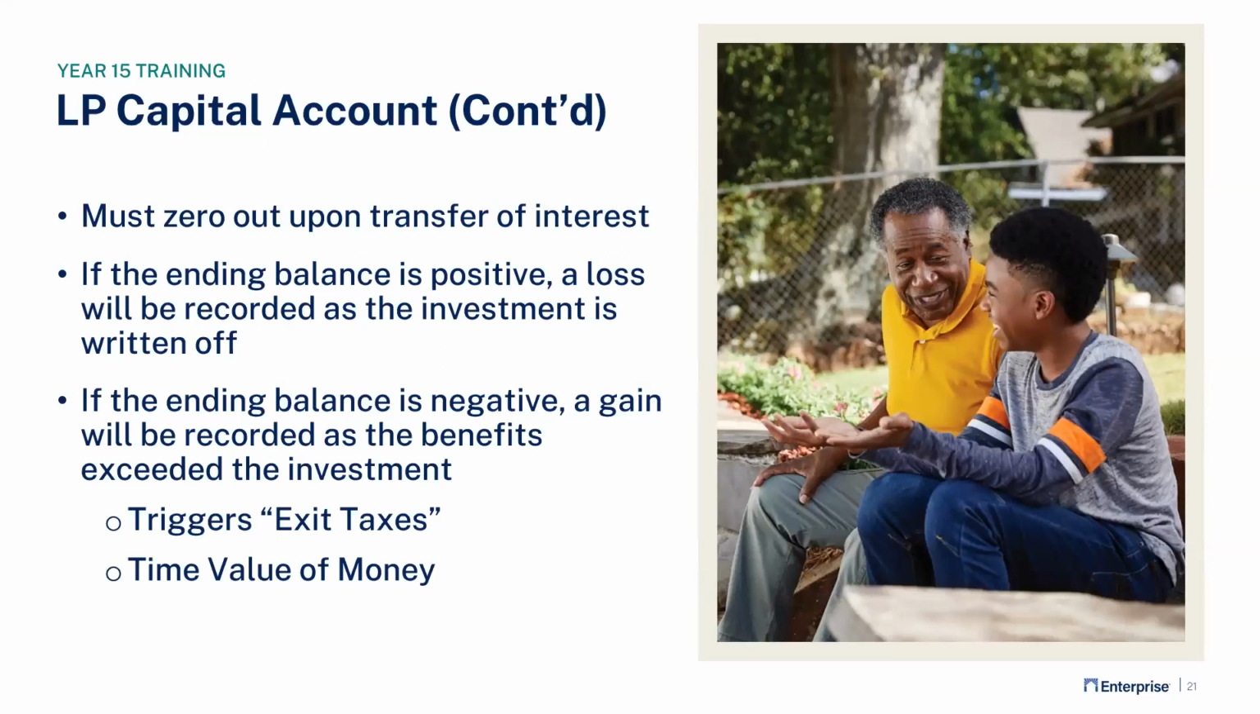So here is basically just talking about how the limited partner's capital account must be zero at disposition in order to transfer the interest. If the beginning balance is positive, then we're going to write off that balance by recording a negative amount. And that's what we want to see. But if there is a negative balance, then we're going to have to make that account whole, and in order to make them whole, we will record a benefit there. And that's going to trigger a tax event or exit tax.